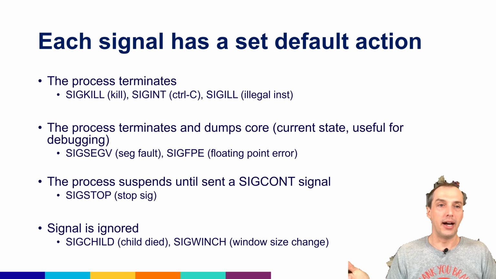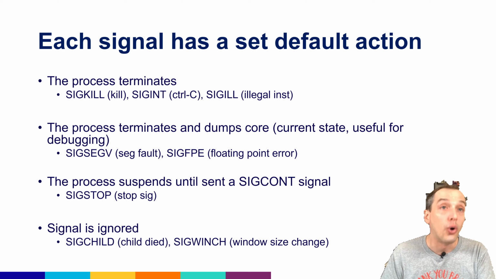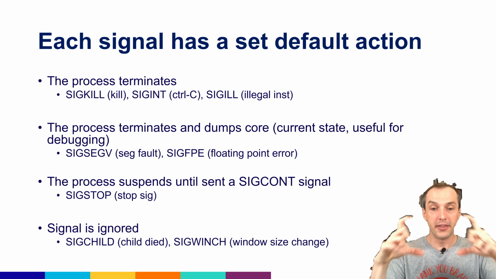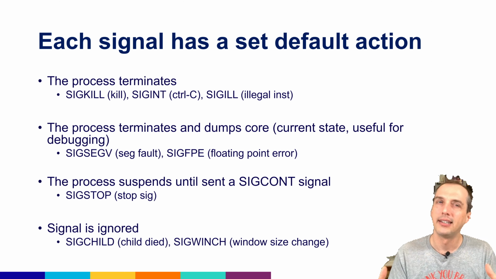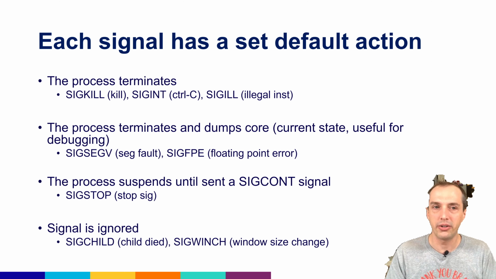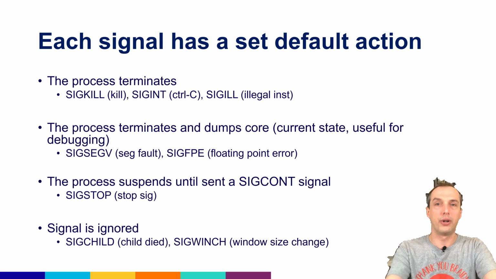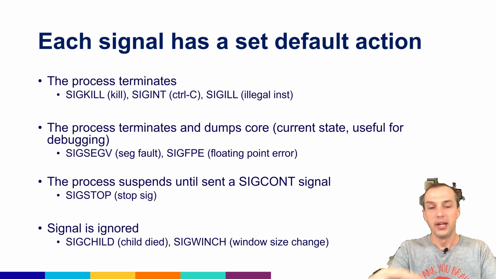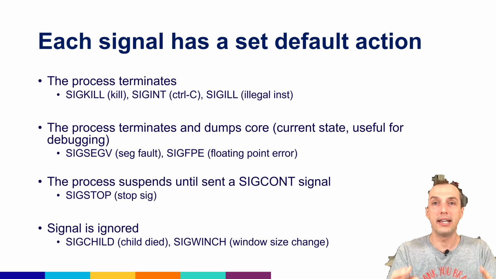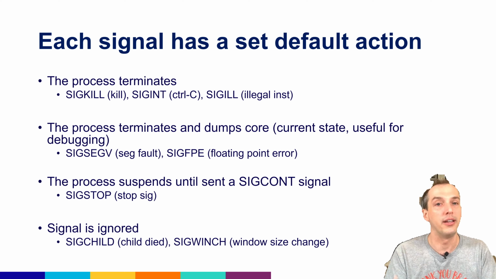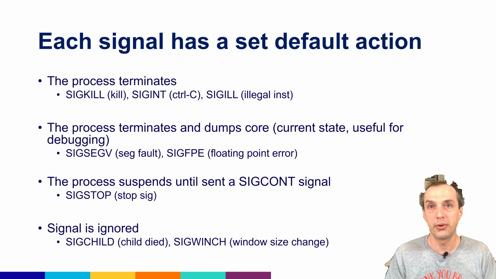There are some that will terminate the process and also dump the core. So if you have the memory image of your program and it does a segfault, one really common thing I would want to do there is take a look at what was going on. I can actually load that core into GDB and it will say, oh, here's what the stack looked like. Here's what the variables looked like. Here's what it tried to do when it caused a segmentation fault. That's really, really useful when you are debugging a program.